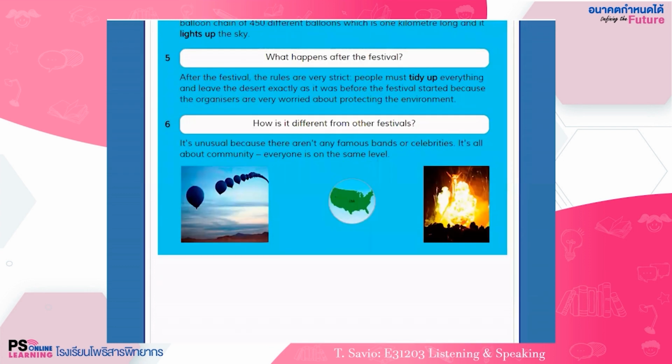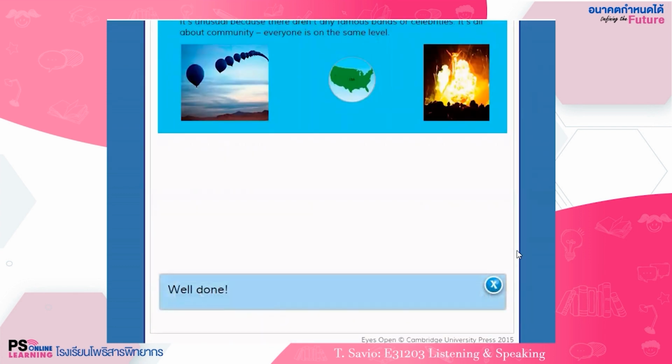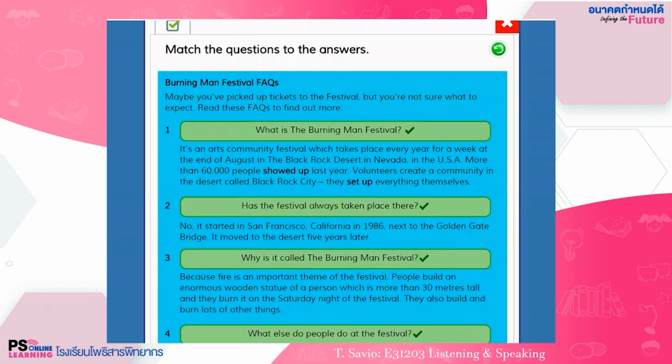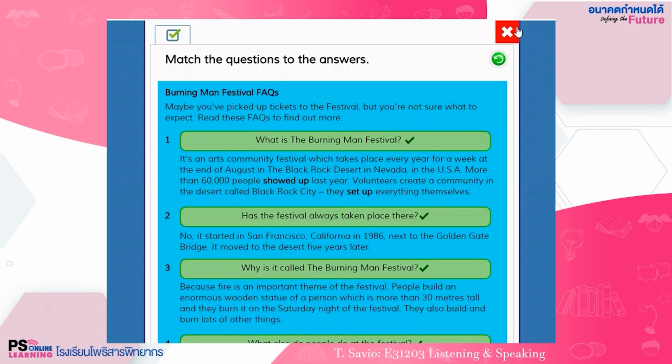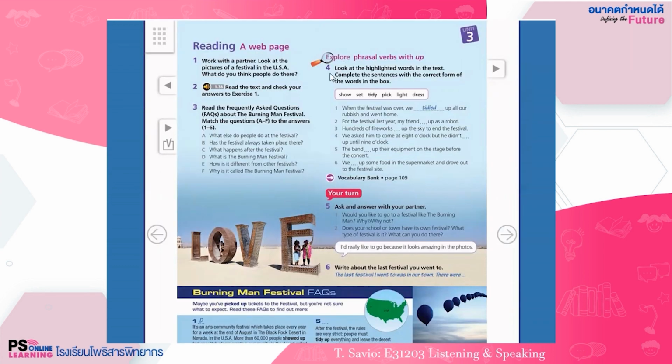Let's check our answers. Well done, all correct. Let's move on to exercise 4. Explore phrasal verbs with up. Look at the highlighted words in the text. Complete the sentences with the correct form of the words in the box.